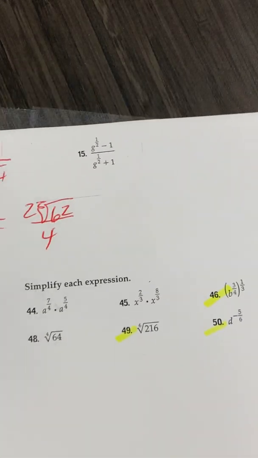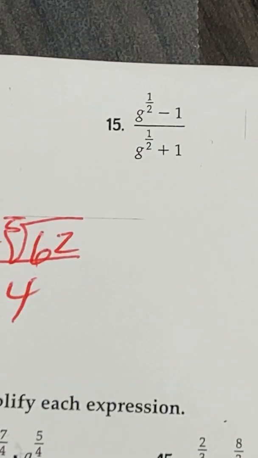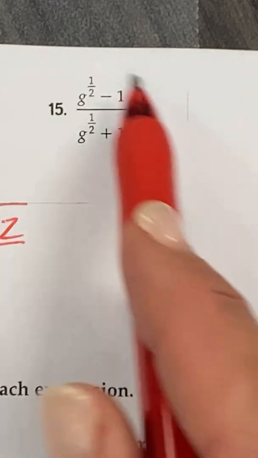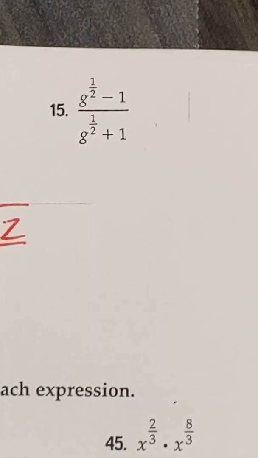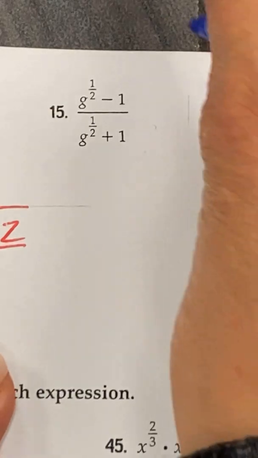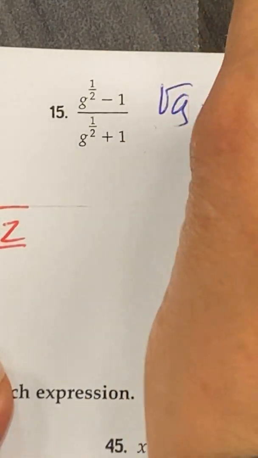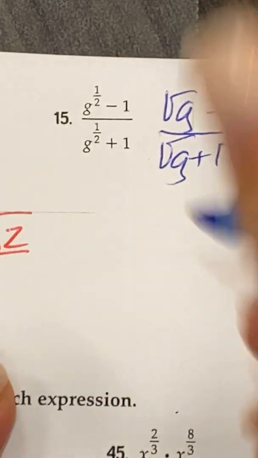Number 15. Everybody see this? Can I write that a different way? Can I write those with square roots? Would that be a little bit more pleasing to the eye? I think it would be too. So I could rewrite this as the square root of g minus 1 over the square root of g plus 1. That's the same thing, correct?